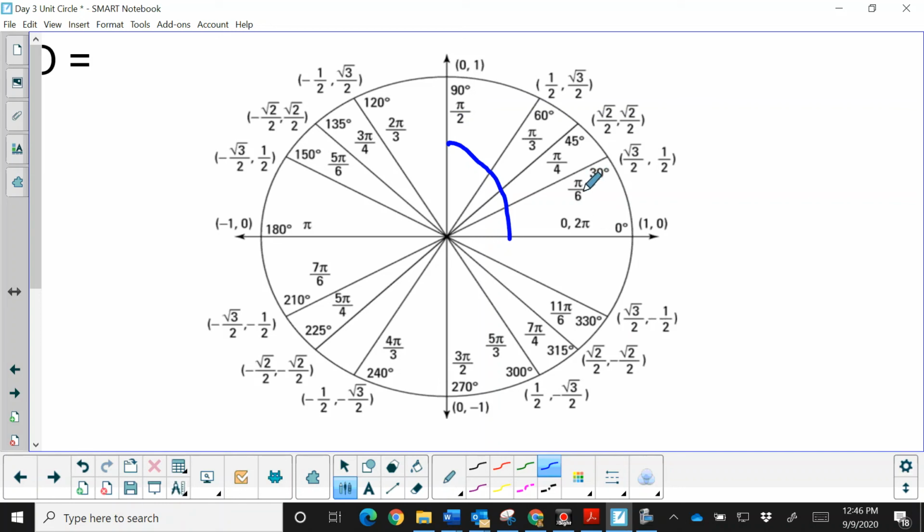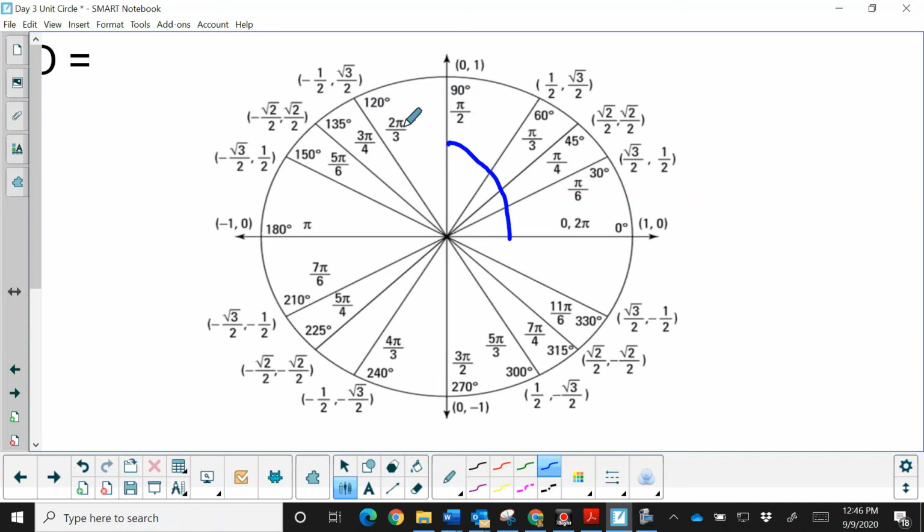Because what you're going to do is reflect over here. 6, 4, 3, 2. It's going to do the same thing from the x-axis. Each time your denominator is 6, 4, 3, 2. Now we need to look at the numerator. So the first quadrant has all pi's.